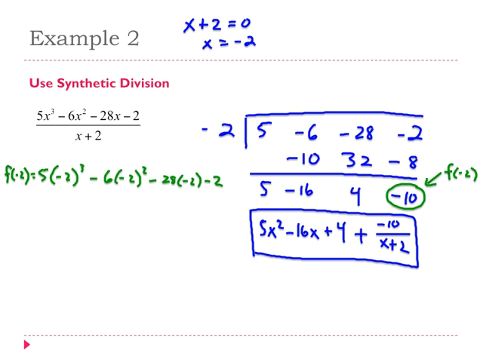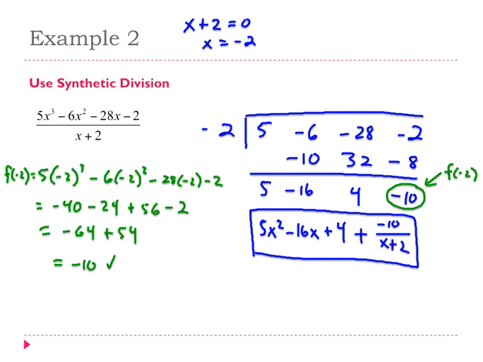Negative 2 cubed is negative 8, and 5 times negative 8 is negative 40, okay? Negative 2 squared is 4, and 4 times negative 6 is negative 24. Negative 28 times 2 is positive 56, and then we have a negative 2 over there. Let's see what happens here. This is negative 64 plus 54, oh my gosh, negative 10. It turns out the remainder theorem really works.